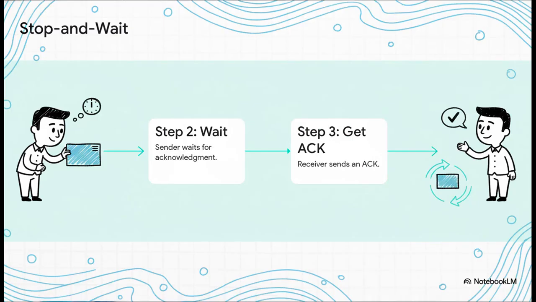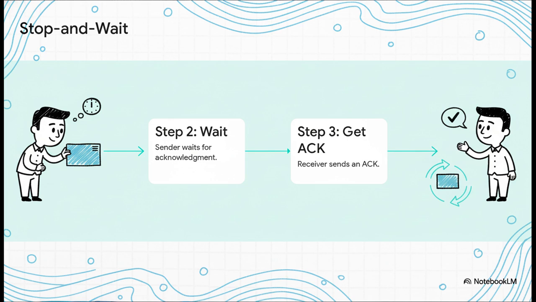Now, the most basic solution is called the stop and wait protocol. It's very polite, but it's not very efficient. The sender sends just one frame, then it stops. It just sits there and waits, doing absolutely nothing, until the receiver sends back a little message called an ACK, which is just short for "I got it."